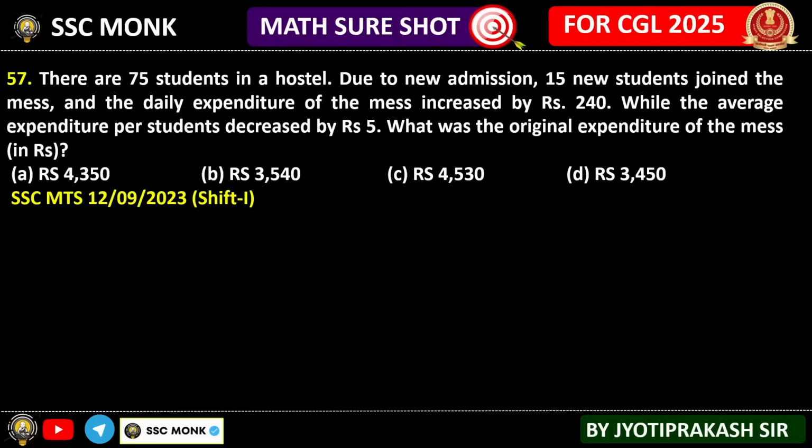Next, there are 75 students in a hostel. Due to a new admission, 15 new students joined the mess. The daily expenditure of the mess increased by 240 rupees, while the average expenditure per student decreased by 5 rupees. What was the original expenditure of the mess?